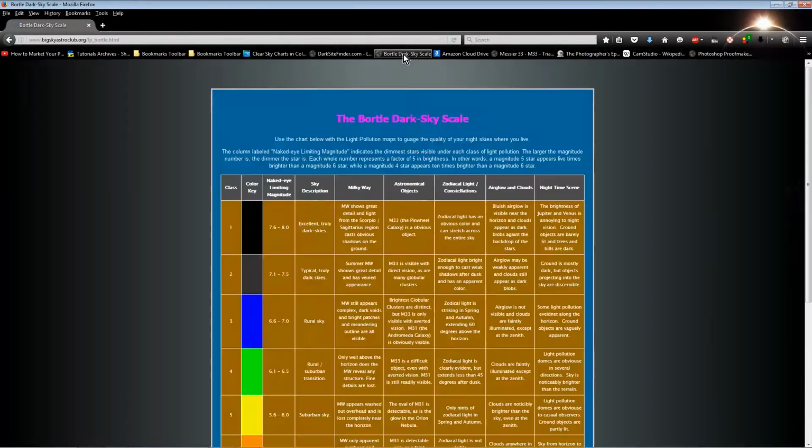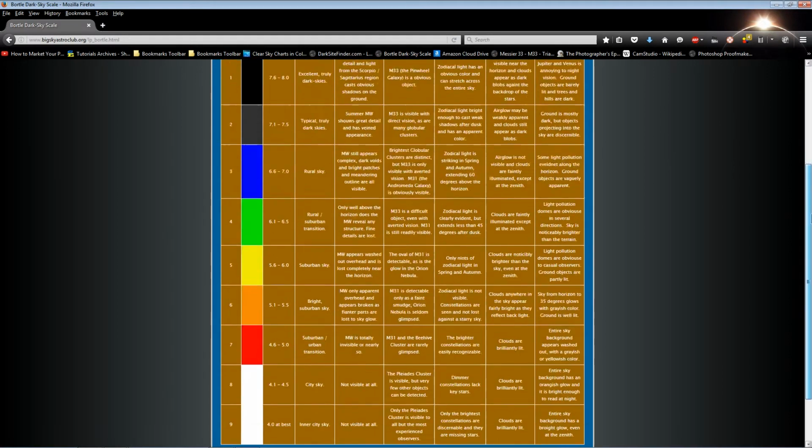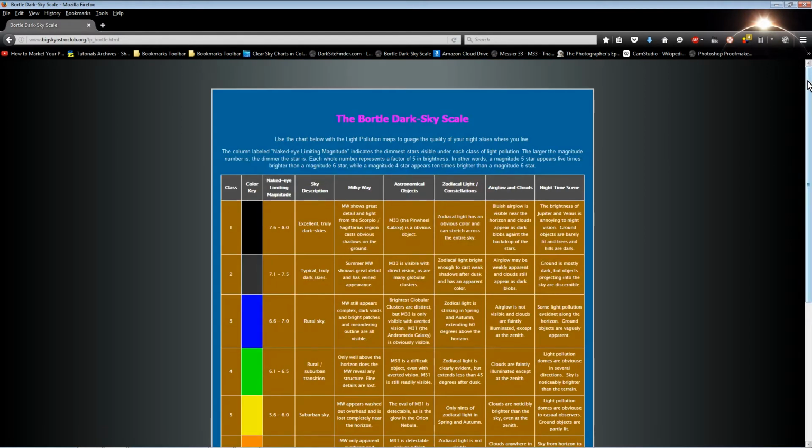This first lesson, we will be learning about the Bortle Dark Sky Scale. The Bortle Dark Sky Scale is a scale measurement of sky darkness. It's also a good scale for determining the levels of light pollution. It's also a tool that can be used to determine at what level of sky darkness the Milky Way will become visible.